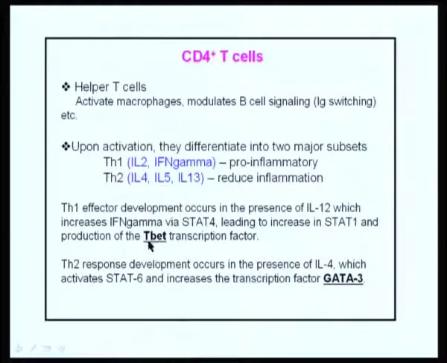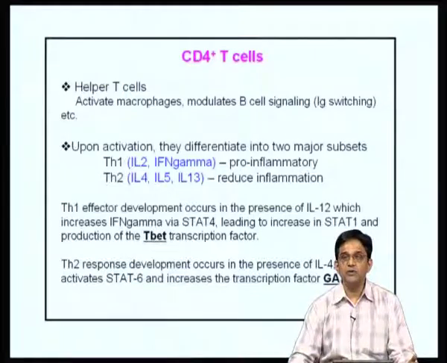So, this is a little bit more about CD4 positive T cells. These are helper T cells, as I mentioned. They activate macrophages, they modulate B cell signaling, and they differentiate into two major subsets. The Th1s, which are more pro-inflammatory, and that is because they produce lots of IL-2 and interferon gamma, or Th2, which produce IL-4, IL-5, IL-13, which sort of reduce inflammation.